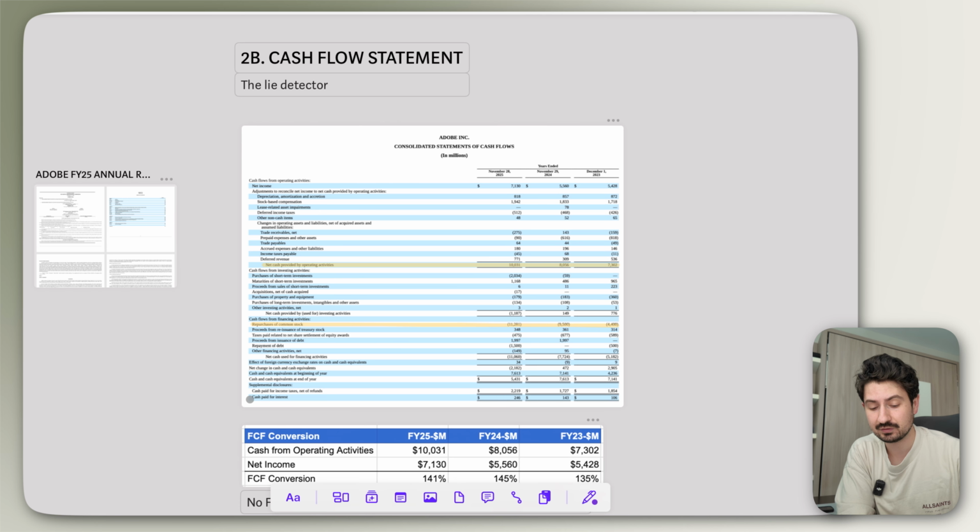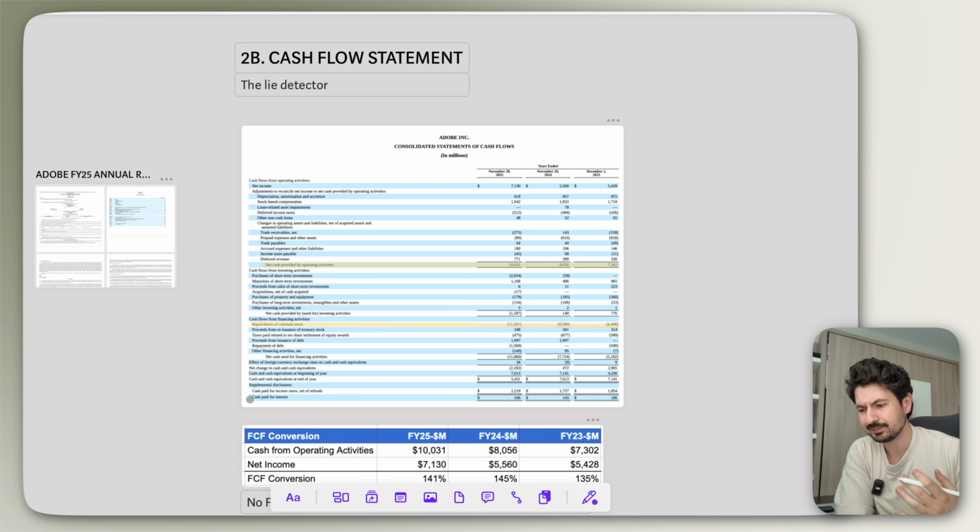In Part 2, I want to look at the cash flow statement. This is a weird order, to be honest, but when I was doing this analysis, it's the best way to tell the story of me getting my understanding of Adobe. The cash flow statement is kind of like the lie detector. If the income statement is the story, the cash flow statement is the lie detector. I don't mean Adobe is lying, but accounting principles and the way you have to report things on the income statement can sometimes obscure the reality of how cash moves through the business.